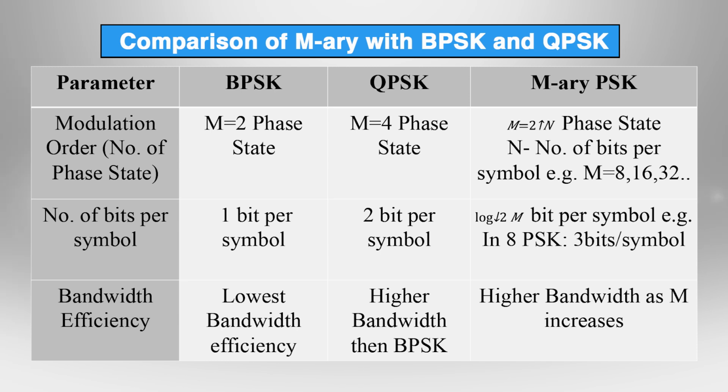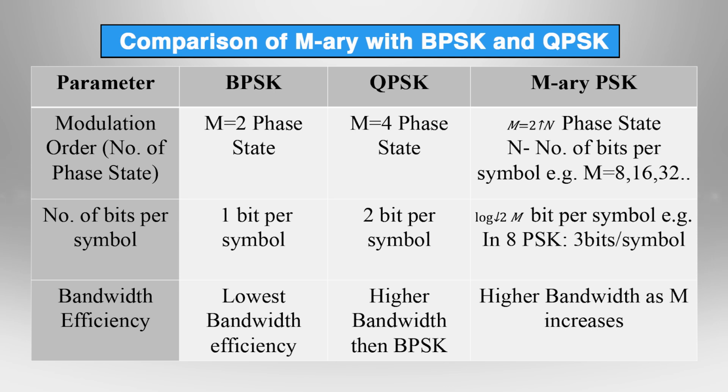The second parameter is bits per symbol. BPSK has 1 bit per symbol, QPSK has 2 bits per symbol, while M-array PSK has log base 2 M bits per symbol. For example, 8 PSK has 3 bits per symbol, 16 PSK has 4 bits per symbol, and so on. The third parameter is bandwidth efficiency.